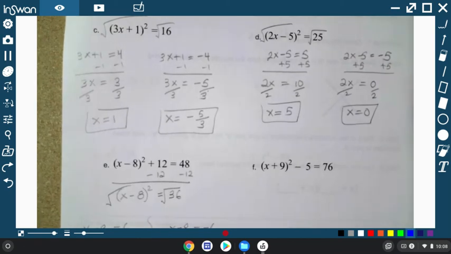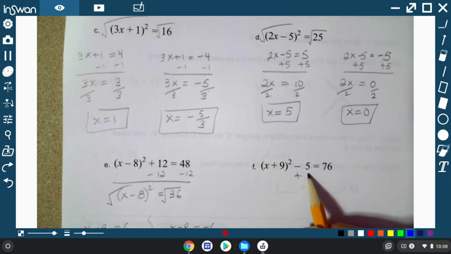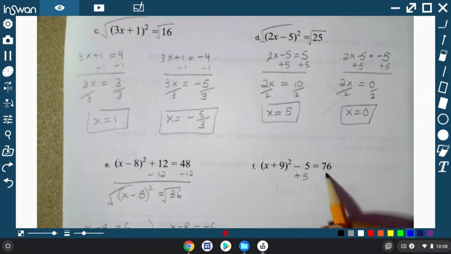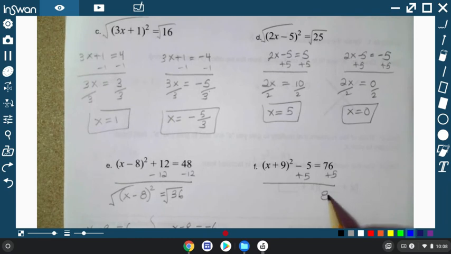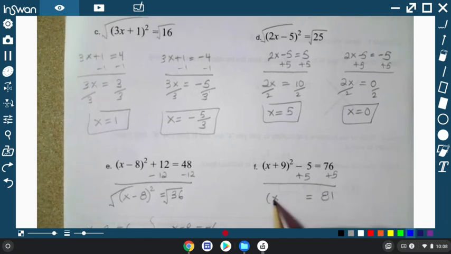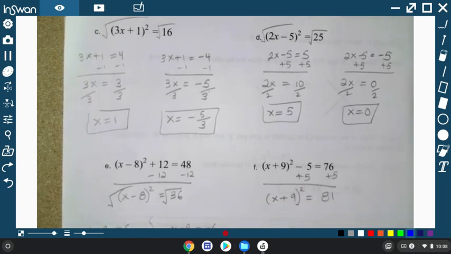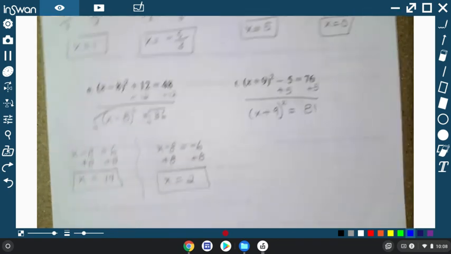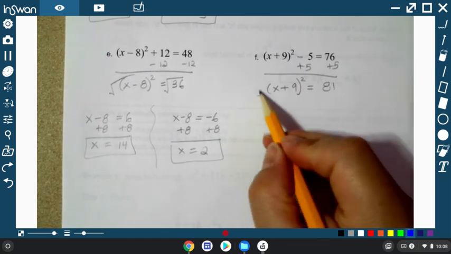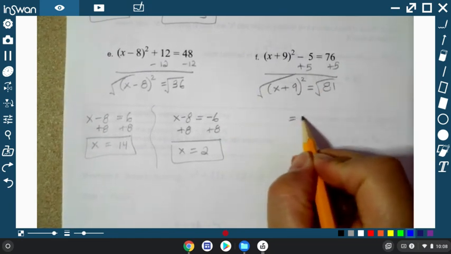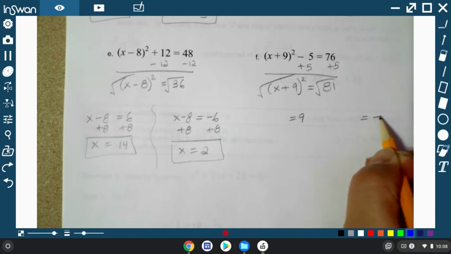How did you do for letter D? I got positive 5 and 0. Now, for this one, you can't square root until you undo that to negative 5. Was that your first step? That must be your first step. If not, go back, change your work, correct it. Make sure your notes are accurate so that you can refer to them for quizzes and tests. Okay? Now square root, positive 9, negative 9.